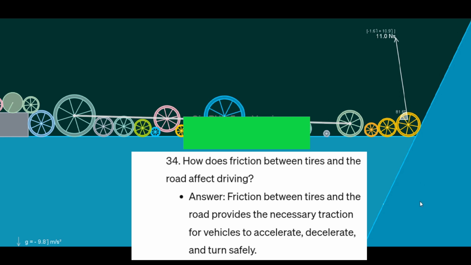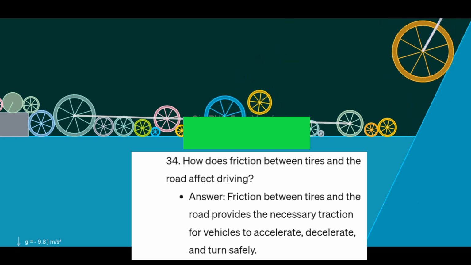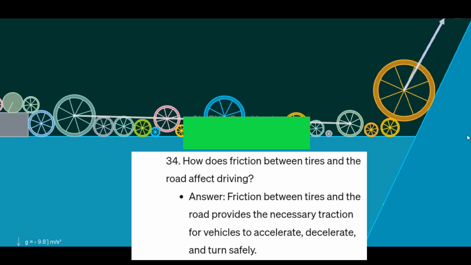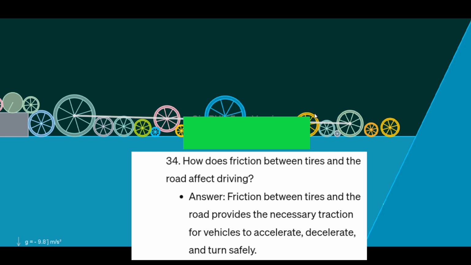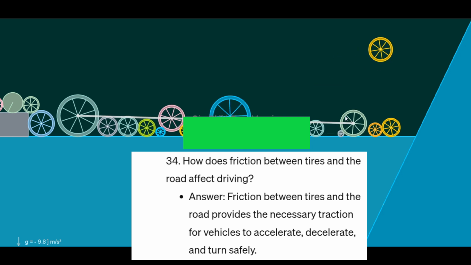How does friction between tires and the road affect driving? Answer: friction between tires and the road provides the necessary traction for vehicles to accelerate, decelerate, and turn safely.